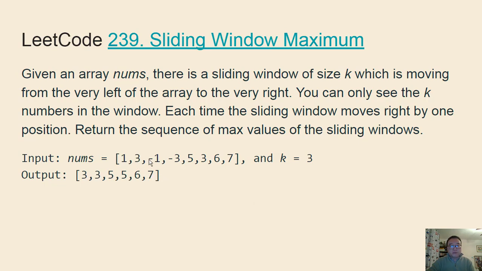For example, if we look at 1, 3, -1, the max is 3. Shifting the window by 1, we have 3, -1, -3, so the maximum is 3. Shifting again, we have -1, -3, 5, the max is 5, and so on. We are supposed to compute this sequence of max values.